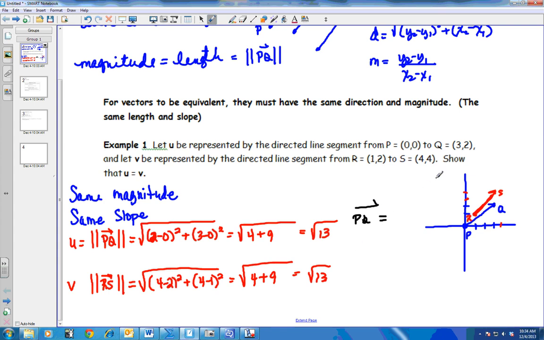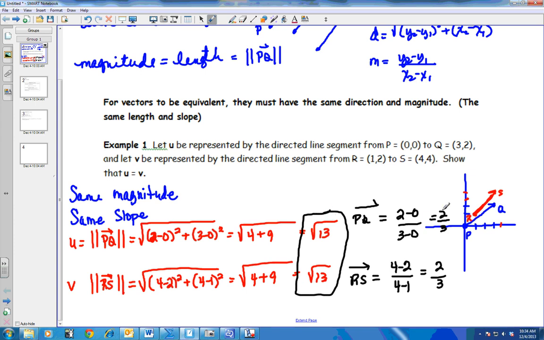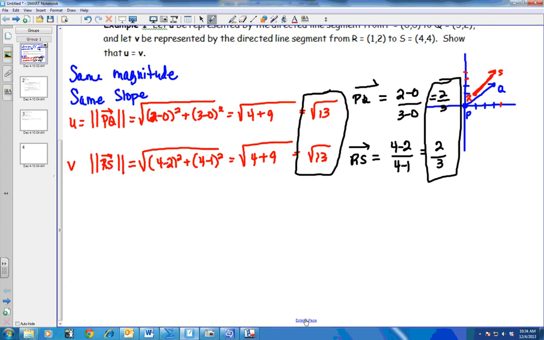So slope is the difference of my y's, so 2 minus 0 over the difference of my x's. So that's 2/3. Now we're going to do RS. So the slope of RS, the difference of my y's over the difference of my x's, is going to be 2/3. Okay, so I've shown that their magnitudes are the same, and I've shown that their slope or their direction is the same. So therefore, U has to equal V.